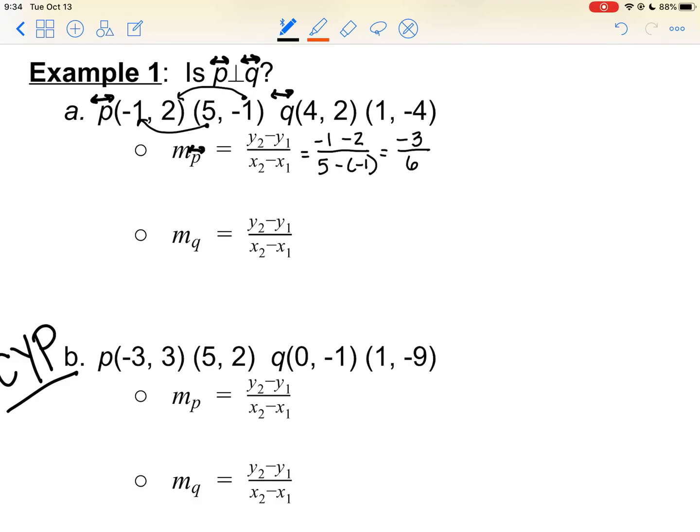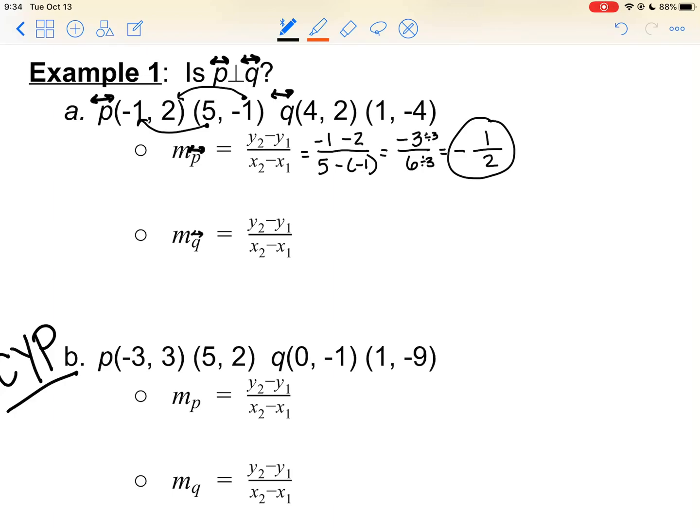I always want to try to simplify to see if I can. So here I have -3 over 6. First, to look at the sign, that's a negative over a positive, and a negative divided by a positive is a negative. And then the fraction 3 over 6 can reduce. Both of those are divisible by 3. So 3 divided by 3 is 1, 6 divided by 3 is 2. So that reduces to -1/2. So the slope of line P is -1/2.